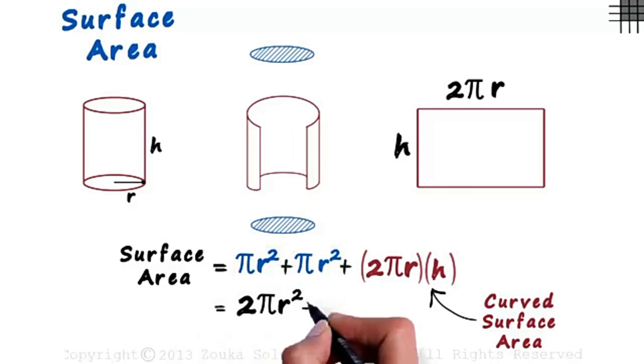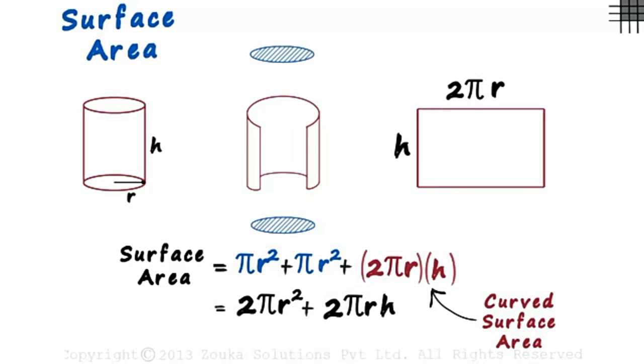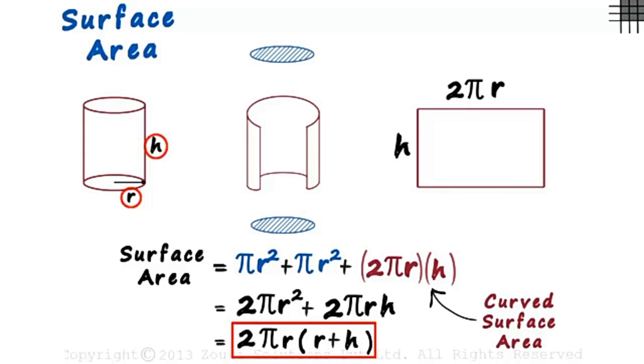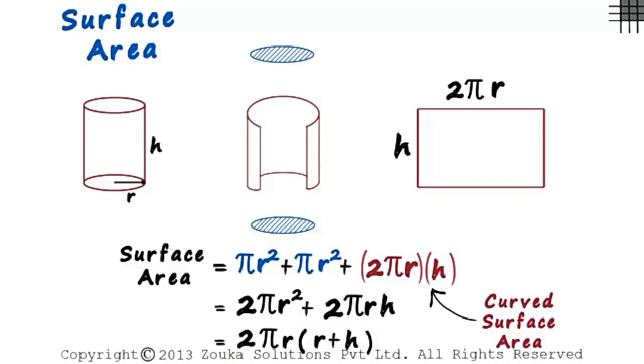So the total surface area is 2 pi r square plus 2 pi r into h. Taking 2 pi r as common, we are left with 2 pi r into (r plus h). This is the total surface area of the cylinder, and the curved surface area is 2 pi r into h. The curved surface area can be written as the perimeter of the base into height. Perimeter is nothing but circumference, so 2 pi r into height.